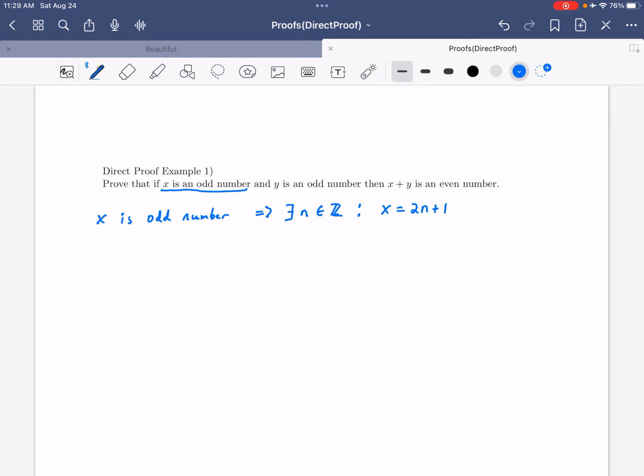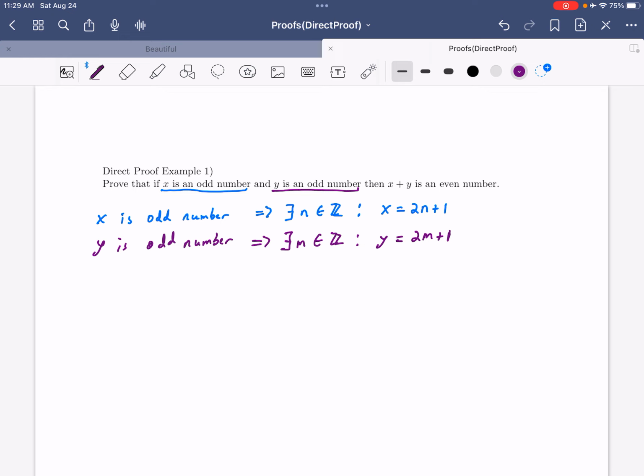Okay, let's do the same for y being an odd number. So y is an odd number. Let's translate that. This implies that there exists... Now, we can use the same definition, we just can't use the same letter, because if we said that there exists n again, then we're sort of implying that x and y are the same, which is certainly not one of the assumptions here. So we can say there exists m, which is an element of the integers, such that y is 2m plus 1. Okay. So we've translated our two assumptions.